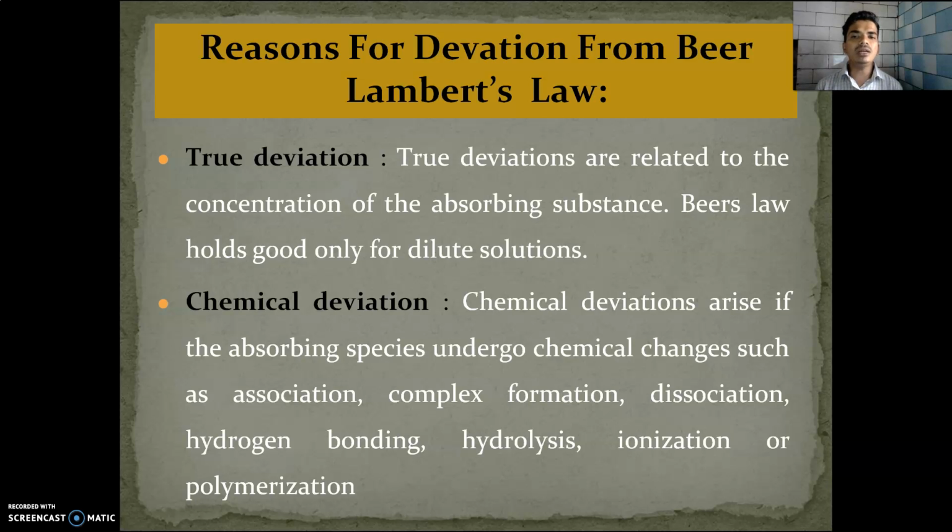Then chemical deviation. Chemical deviation arises if the absorbing species undergo chemical changes, such as association, complex formation, dissociation, hydrogen bonding, hydrolysis, ionization or polymerization. So due to some chemical reaction or chemical changes their properties change, and due to that they do not follow Beer's and Lambert's law in this case.